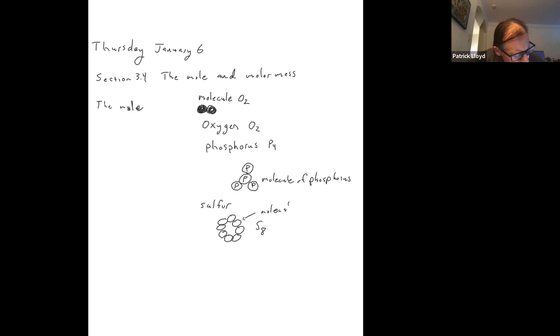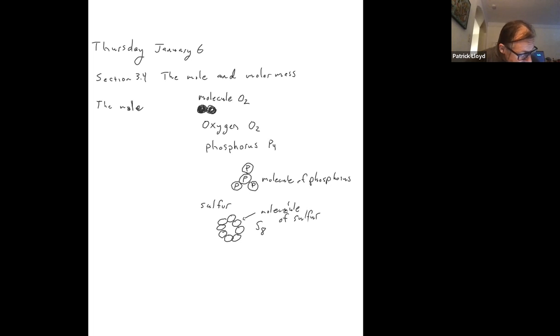Now, very often we ignore that when we do problems. Sometimes you'll see it out there. There are problems you'll see in textbooks and such where it's S8 or it's P4, but typically we have the diatomic elements like oxygen, hydrogen, and nitrogen. But the other ones, we just sort of write the symbols of the element. We don't take into account that they are actually made up of molecules.